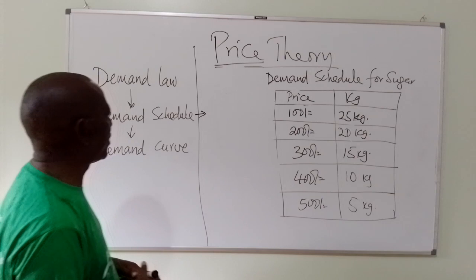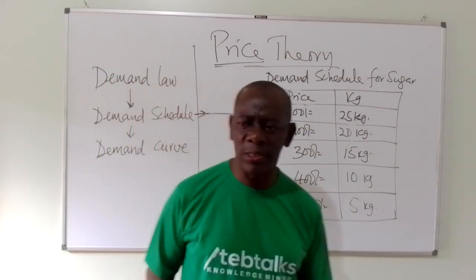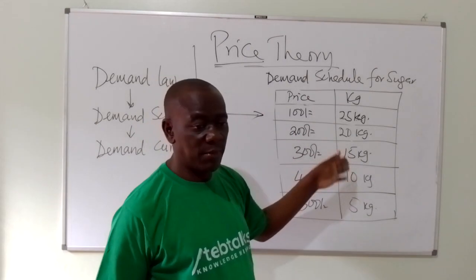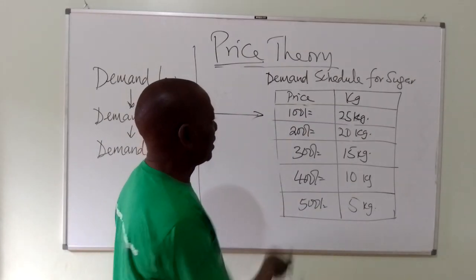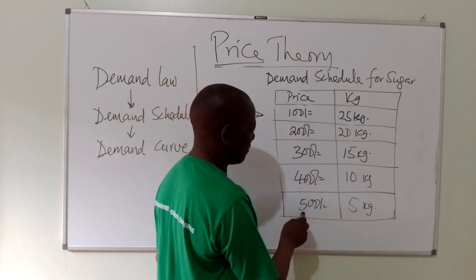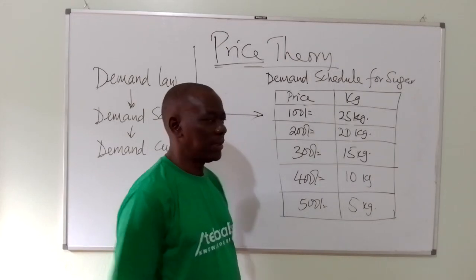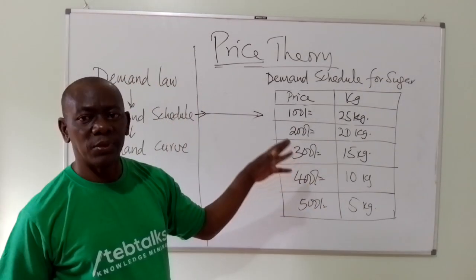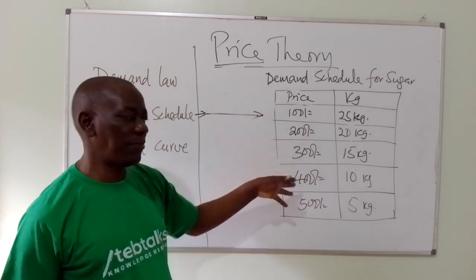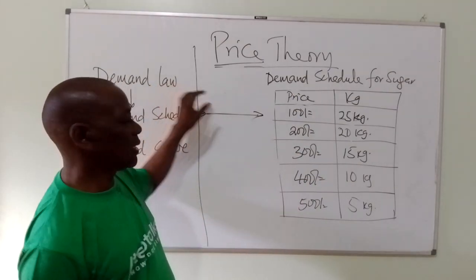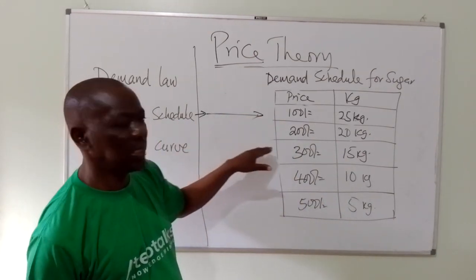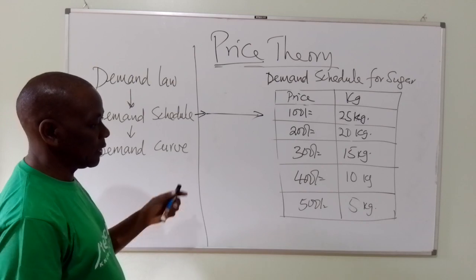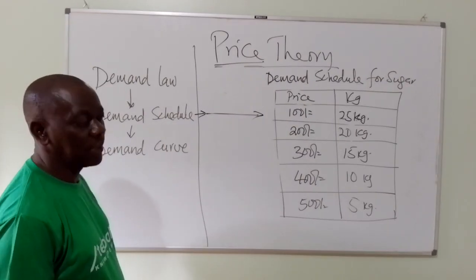So this is what we call the demand schedule. It is a mathematical representation of the demand law. When you want to show the demand law, this is exactly what the demand law stated: keeping other factors constant, the lower the price, the higher the demand, and the higher the price, the lower the demand. You have represented it in a tabular form, in figures. The law, we stated it in words. Now we have represented it in figures, and these are the figures of the demand law. So the demand schedule for sugar is actually illustrating the demand law in a tabular form.